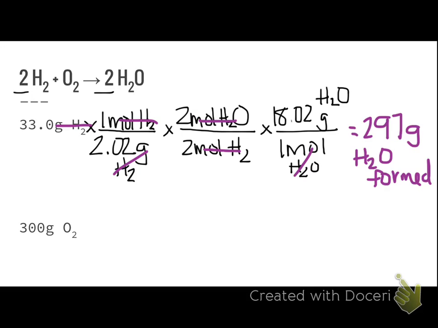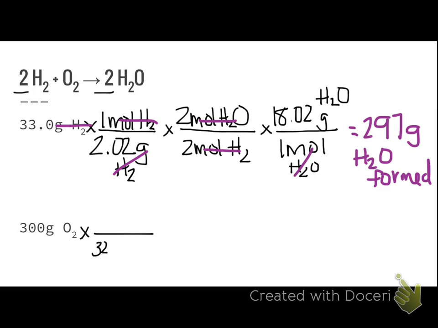So that's the number we want, but I'm going to show you what you could have done in the first place and figured out what your limiting was from this as well. This is just another way you can figure out the limiting, especially if you are doing percent yield and you're trying to find the product. It eliminates or could potentially eliminate an entire set of math that you have to do. So now we're going to see how many grams of water we can make from 300 grams of oxygen, or all the oxygen that we have.